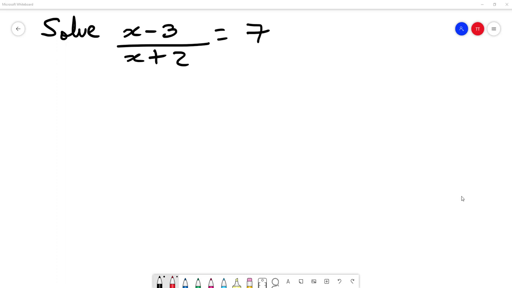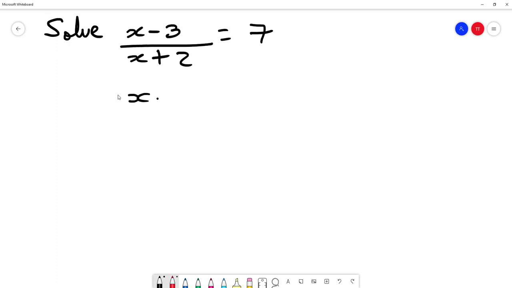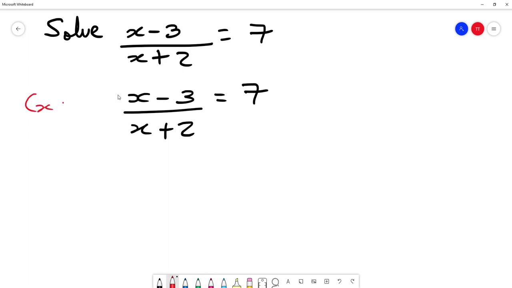And this is the last type I want to go through with you. So we've got x minus 3 over x plus 2 equals 7. So let's write this out as x minus 3 over x plus 2 equals 7. We get rid of the denominator by timesing both sides by x plus 2. Now the x plus 2 here and the x plus 2 on the bottom will cancel out. So this and this will cancel out. So I end up with only x minus 3. So I get x minus 3 here.